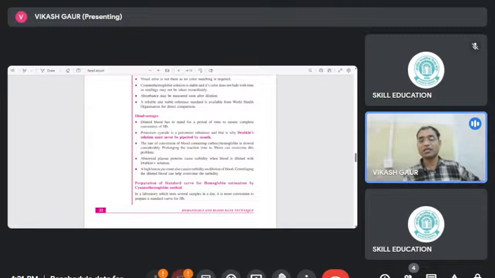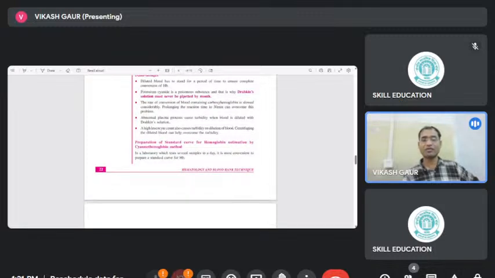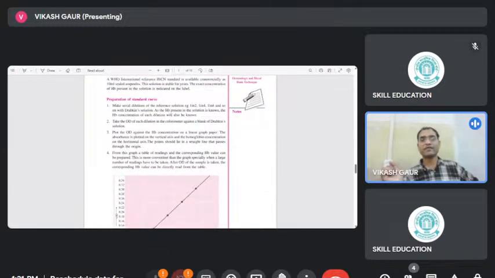How can we prepare a standard curve for hemoglobin estimation by the cyanmethemoglobin method? In the laboratory, we test several samples in a day, so it is more convenient to prepare a standard curve for HB. How can we prepare the standard curve? A WHO International Reference Standard is available commercially as a 10 ml sealed sample. This solution is stable for years. The exact concentration of HB present in the solution is indicated on the label.